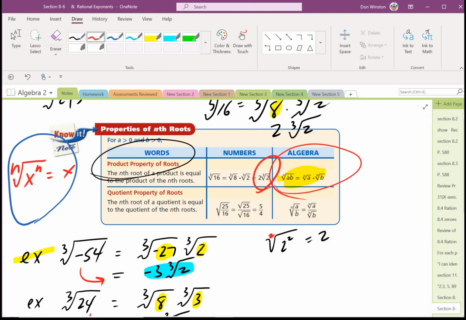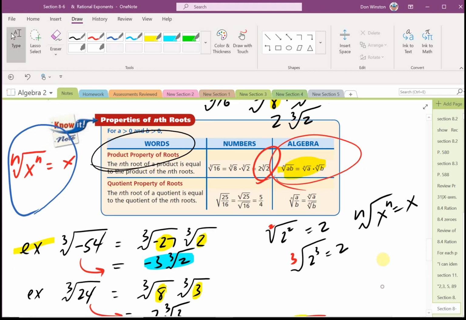What happens if I ask, what's the cube root of 8? Well, 8 is 2 to the third, and again, that's just 2. So we say that the nth root of x raised to the nth is just equal to x. All right, very important point. The nth root of x raised to the nth is just equal to x. So keep that in mind.